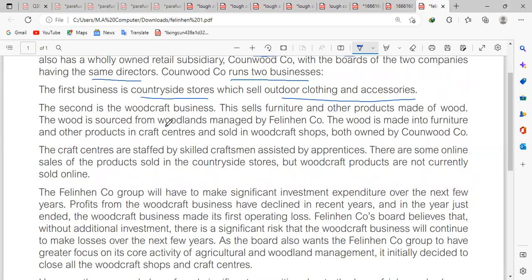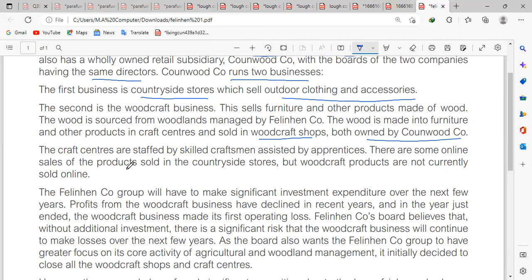The wood is made into furniture and other products in craft centers and sold in woodcraft shops, both owned by the C company. So what is happening? The wood is made into the furniture and other products in the craft centers. The craft centers are staffed by skilled craftsmen assisted by apprentices.